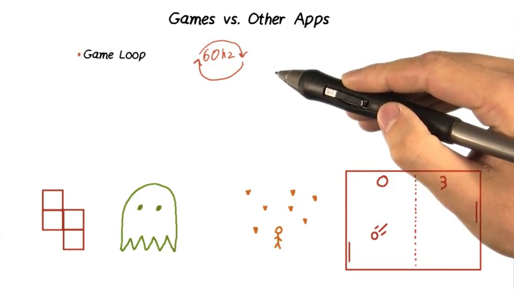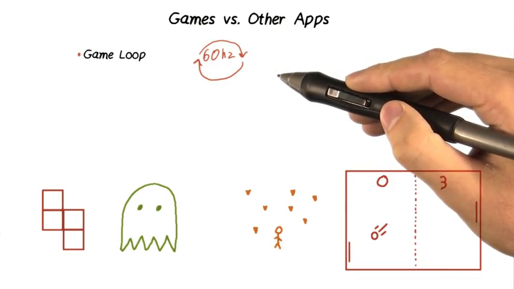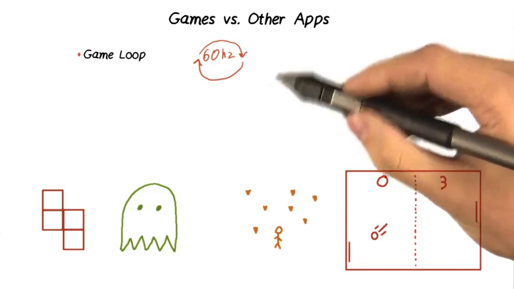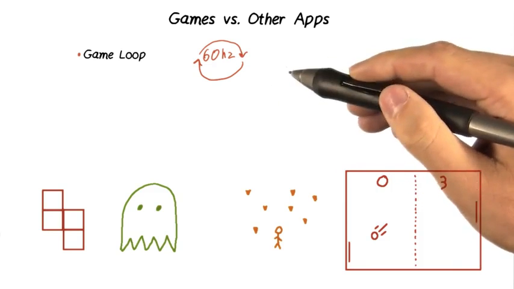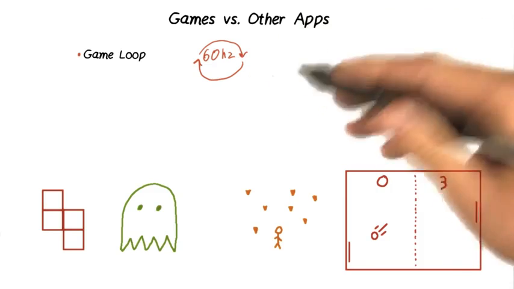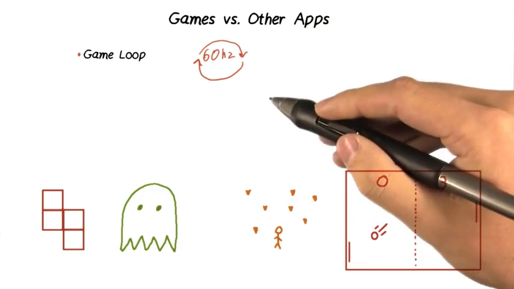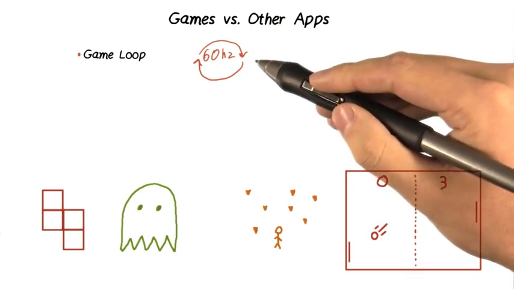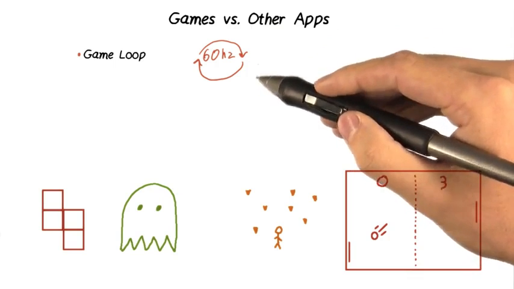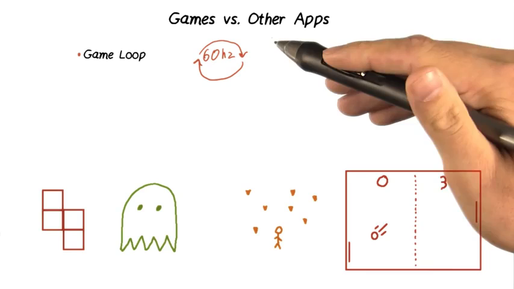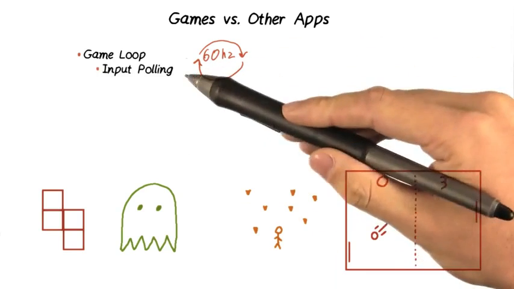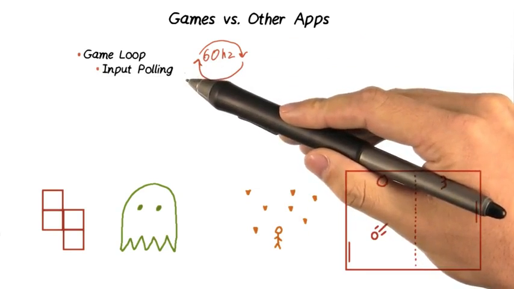The first thing is that games are often built around an update loop or a game loop. This is as opposed to an event-based application, where the application basically sits around not doing much of anything until the user provides some input. Games, on the other hand, are built around a timer that fires 60 times a second. When that timer fires, it means it's time for the game to go look at the user input, update the state of the game world, and then draw a new frame to the screen. This means games often need to deal with polling for user input.